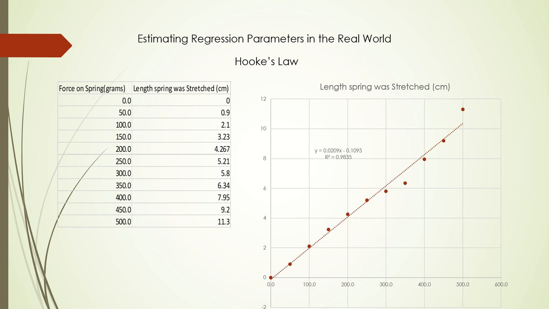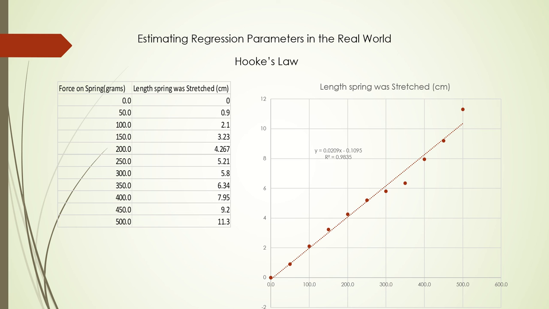In my example, we added 10 different weights in increments of 50 grams and recorded the displacement of the spring on the table to the left. After recording these values, we put them onto a graph with the weight being on the x-axis and the displacement of the spring being on the y-axis. We then drew a linear regression line, and that formula can be seen on the graph, with the y-intercept being negative 0.1095 and the slope being 0.0209.